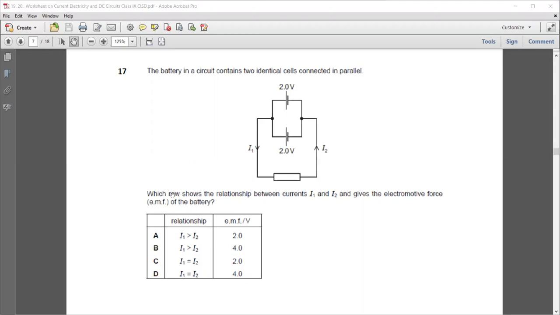Let's see. Which row shows the relationship between currents I1 and I2? Look, Aisha, they are going through the same path. But sir, I1 is supposed to be bigger than I2, because more current is coming from the added battery, but the resistance is reducing, like in series. It's not in series, it's in parallel. Very good point. I am really appreciating that you did not hide anything in your mind.